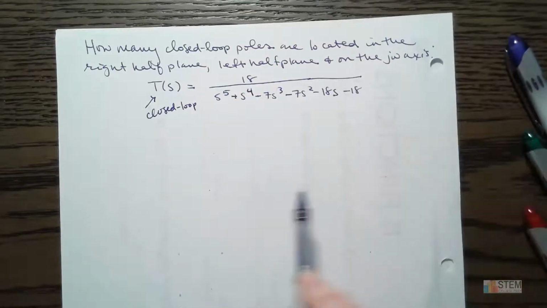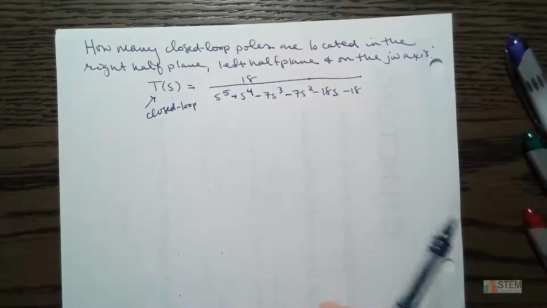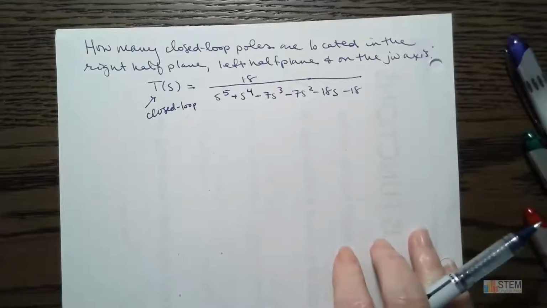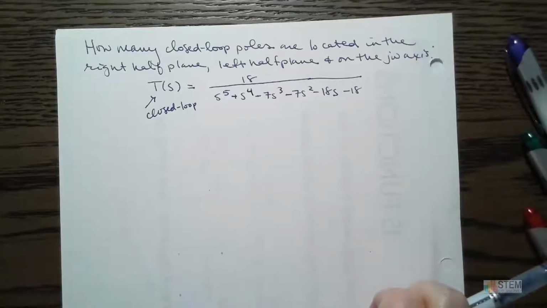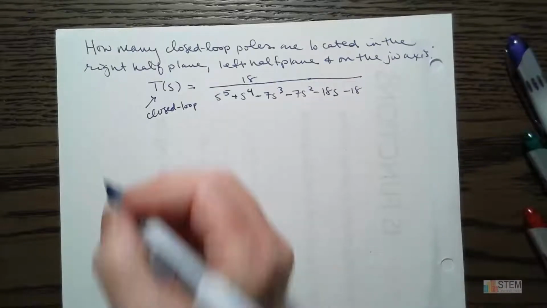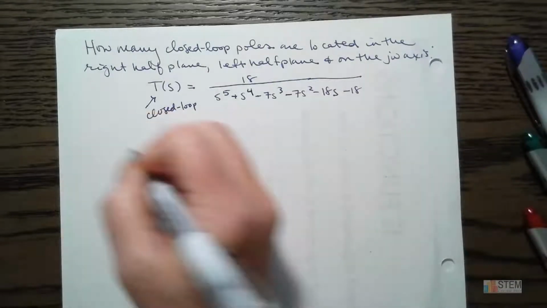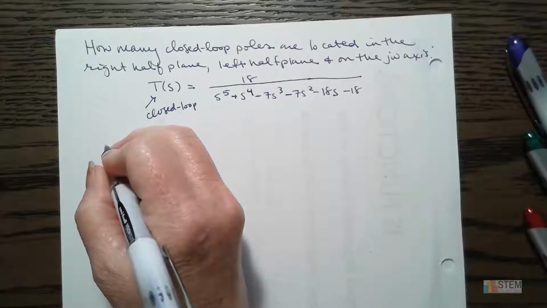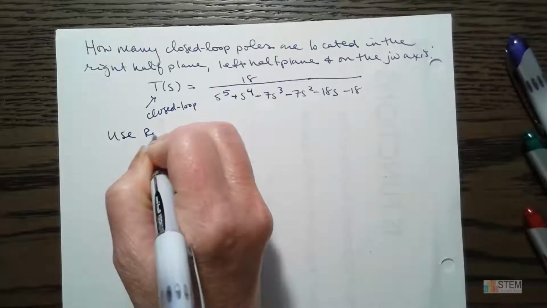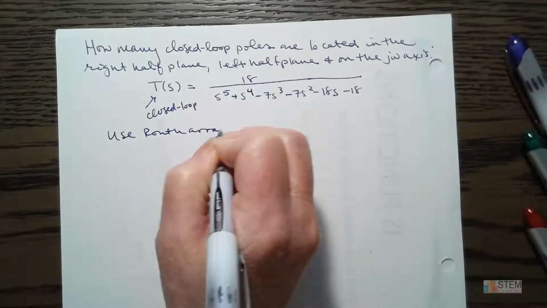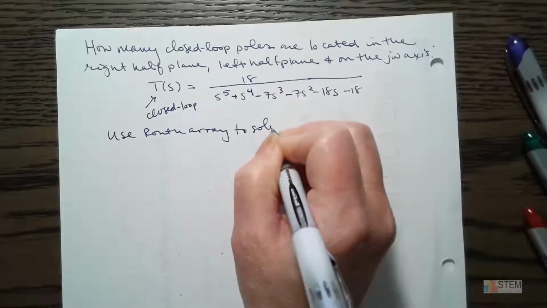Okay, and it says how many closed loop poles are located in the right half plane, left half plane, and on the j omega axis. All right, and we're going to use Routh's array to do this, just because it's a good little method to know how to do. So we'll use Routh array to solve.